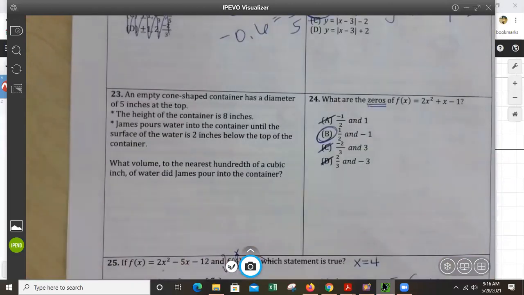Now look at 23. Last one. I'll leave you alone and we'll take a breather. An empty cone-shaped container has a diameter of 5 inches at the top. The height of the container is 8 inches. James pours water into the container until the surface of the water is 2 inches below the top of the container. Okay.